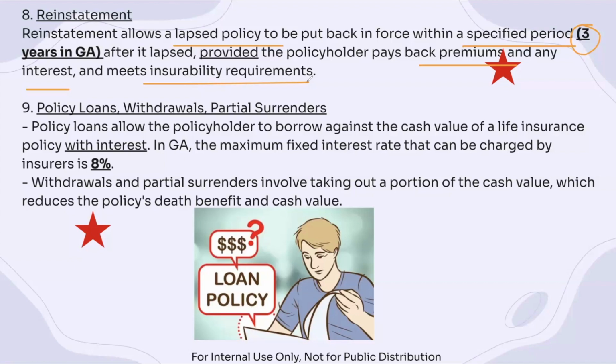Now, we can also talk about policy loans, withdrawals, and partial surrenders. With policy loans, sometimes a policyholder might need to borrow against the cash value. Why? Well, there might be an emergency. Remember, cash value is a form of living benefit, so you can borrow against it throughout the time that the policy is active.